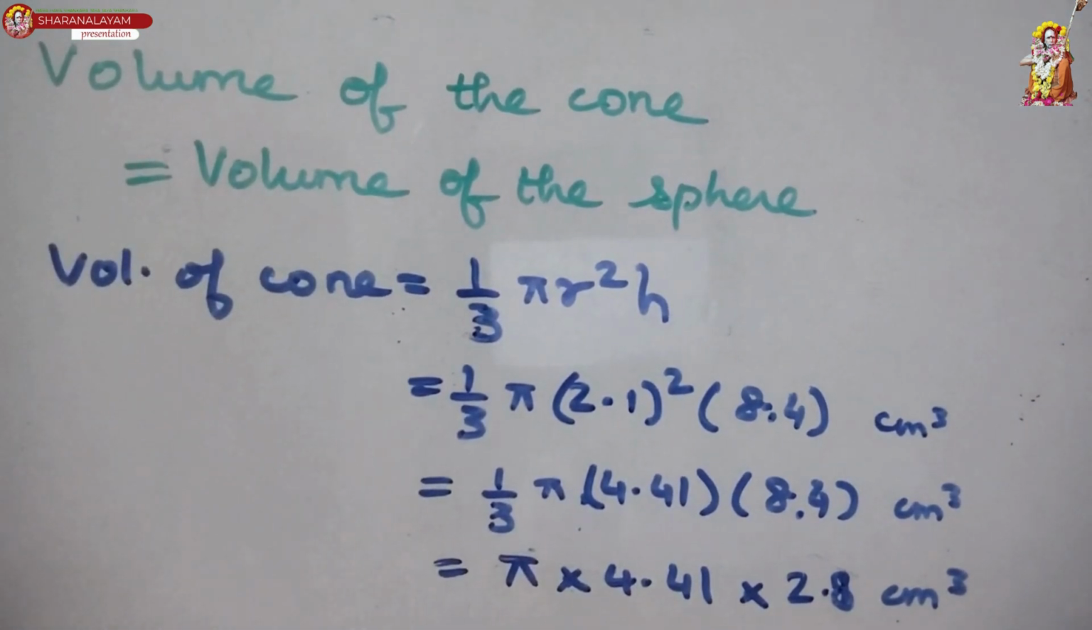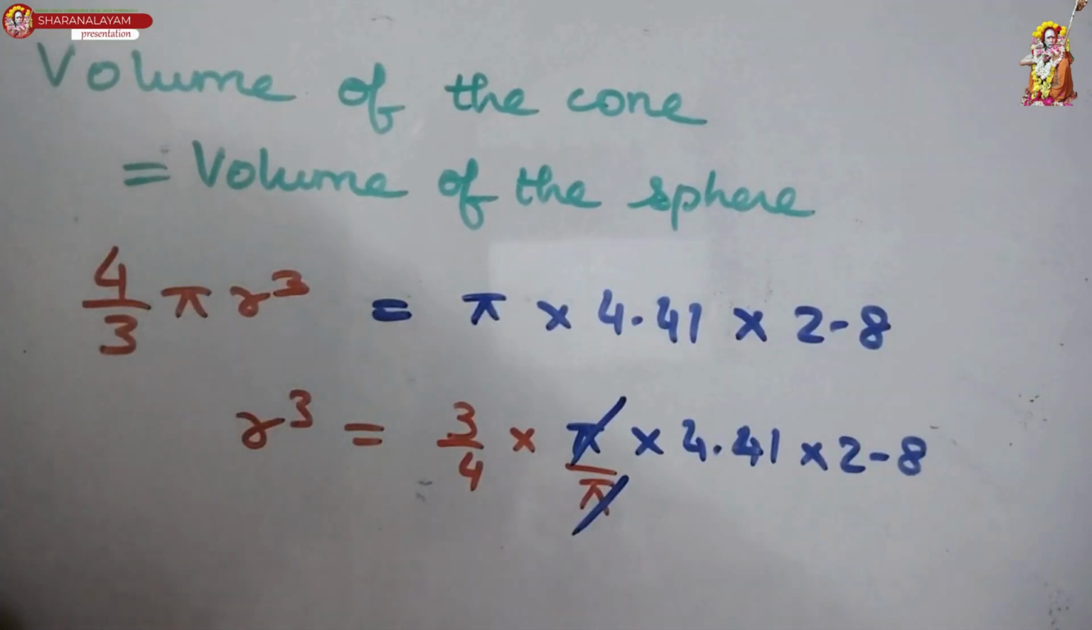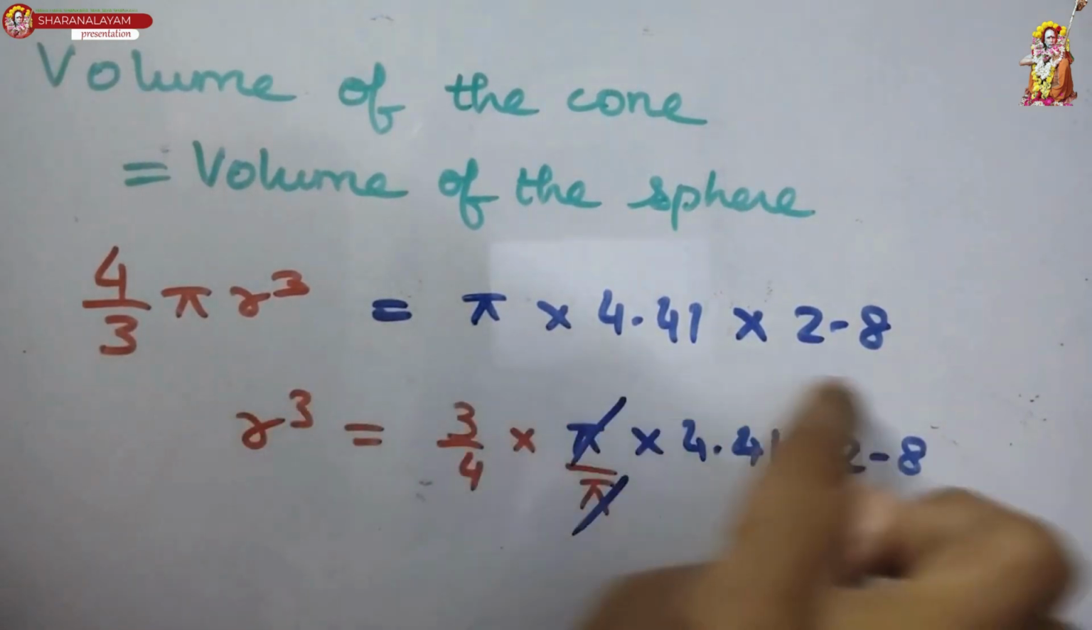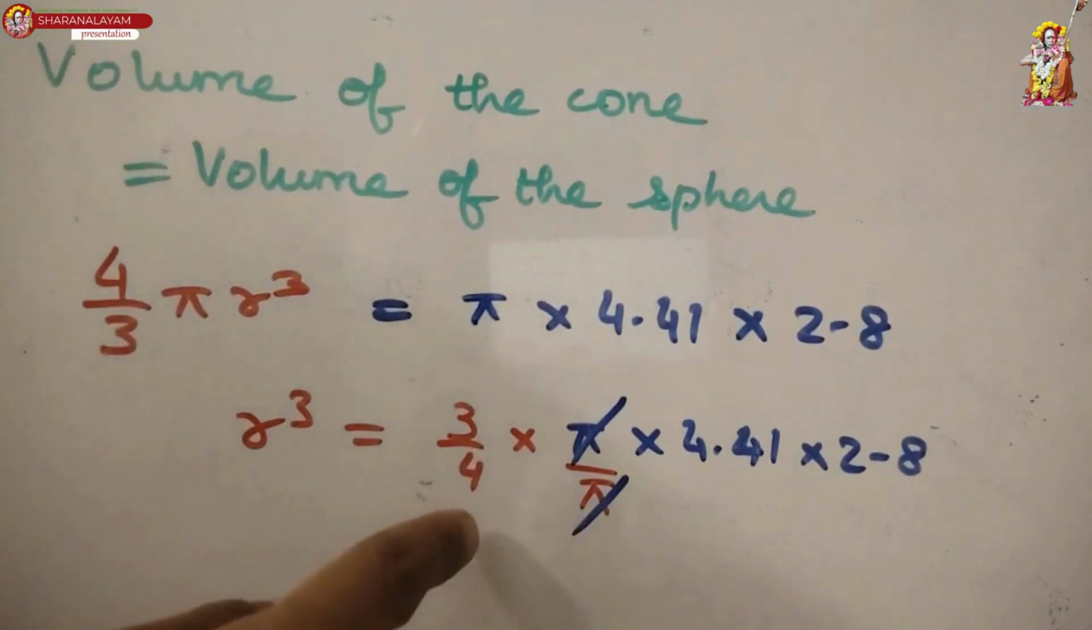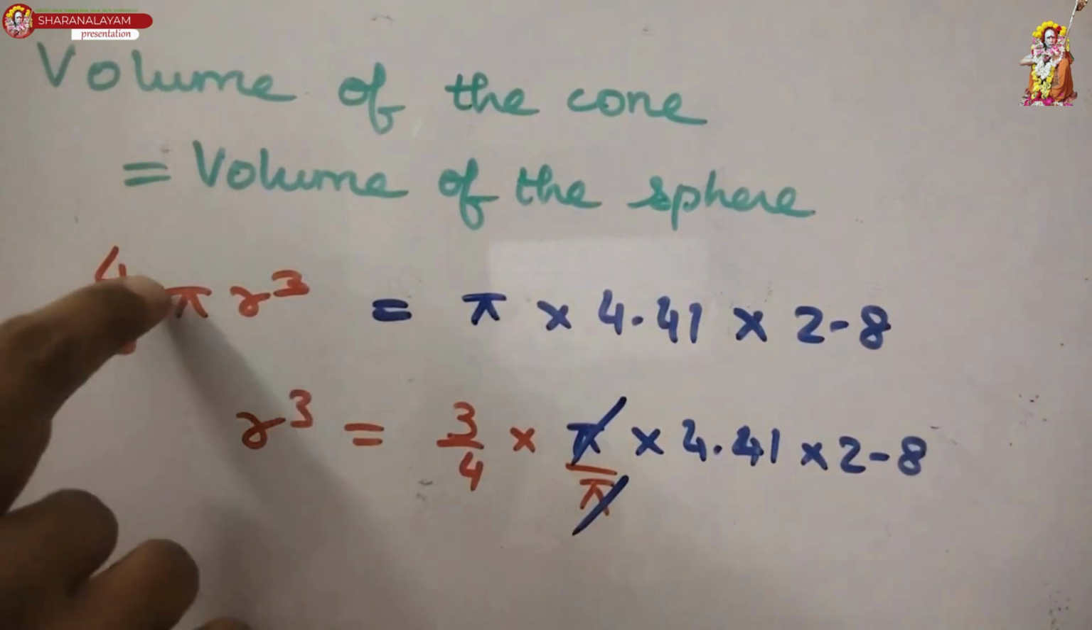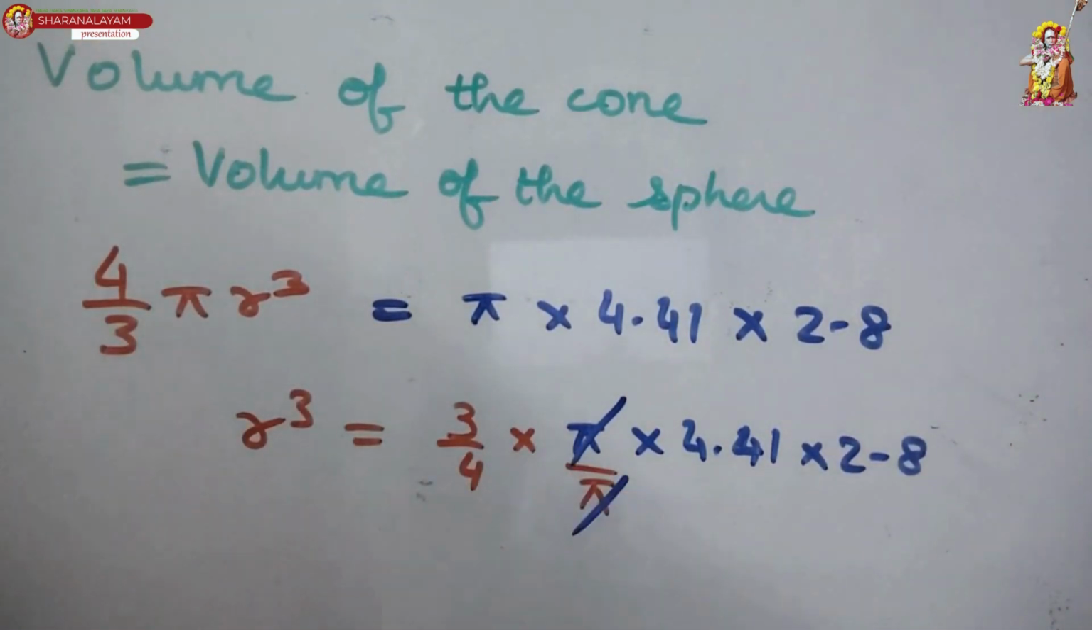Now let's go to the volume of the sphere. Now let R be the radius of the new sphere. So the volume will be 4 by 3 pi r cube for the sphere. That we have to equate to the volume of the cone which was there earlier. So if you equate these two, then r cube will be equal to this. 4 by 3 you take it to the other side, it becomes 3 by 4. Pi goes to the denominator. So pi gets cancelled. So you will get r cube as this value.